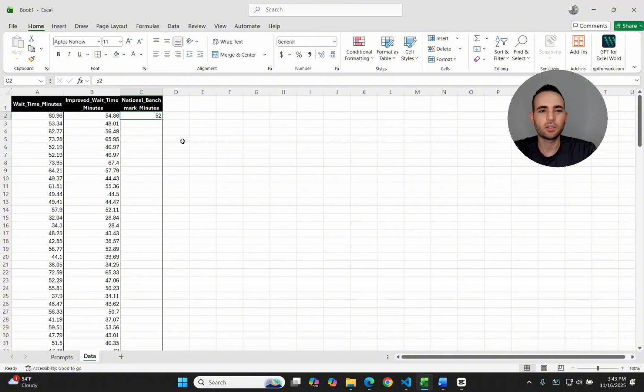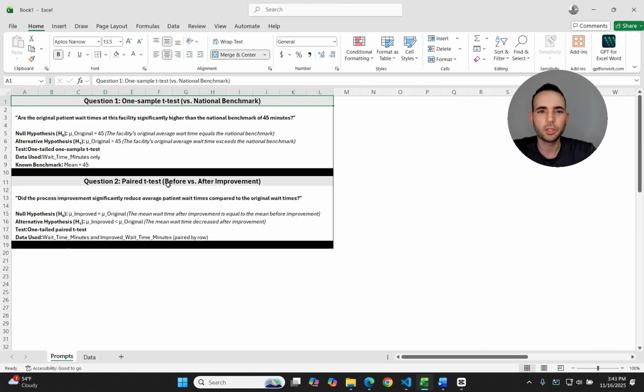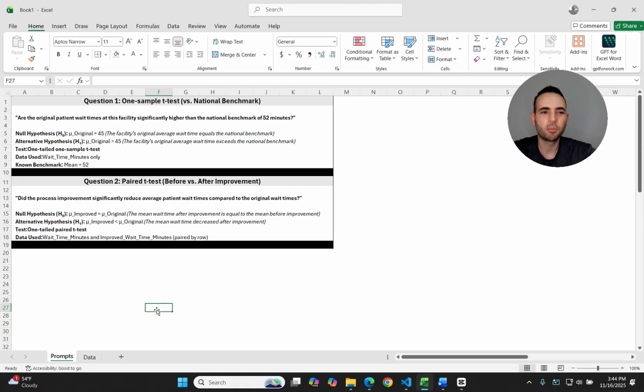Now we know that the national benchmark for doctor's office wait time is 52 minutes, and we can use that to do a t-test. If we had the standard deviation of the national benchmark of the general population, then we could also do a z-test. So the two questions we're looking to answer in this example: question one, are the original patient wait times at this facility significantly higher than the national benchmark of 52 minutes? Question two, did the process improvement significantly reduce the average patient wait times compared to the original wait times?